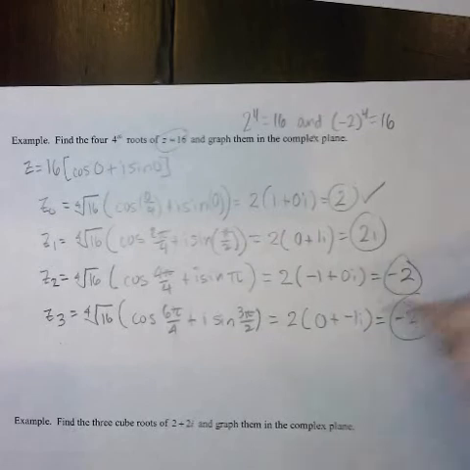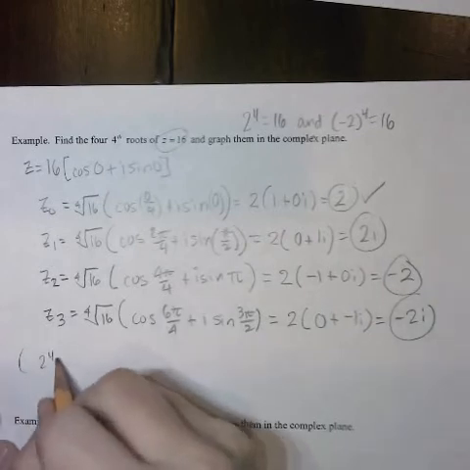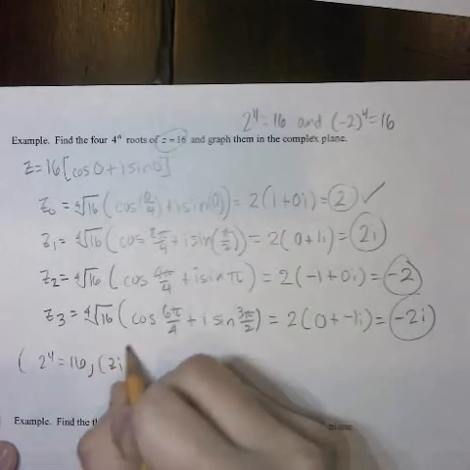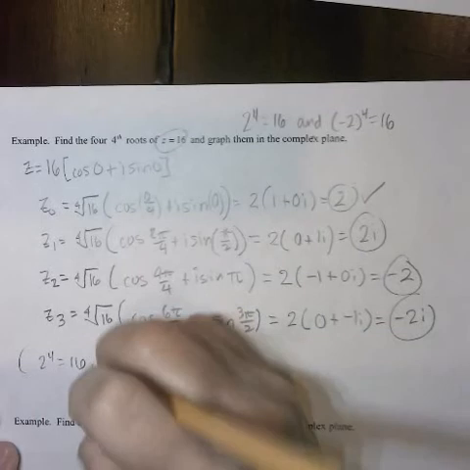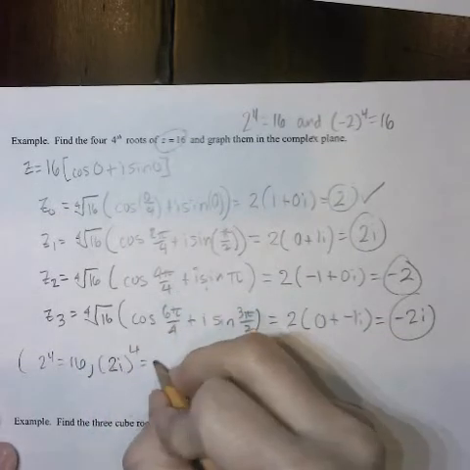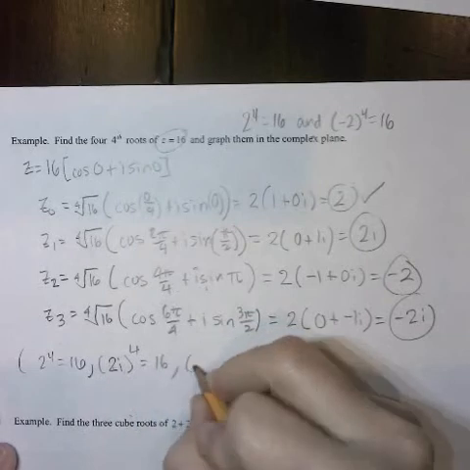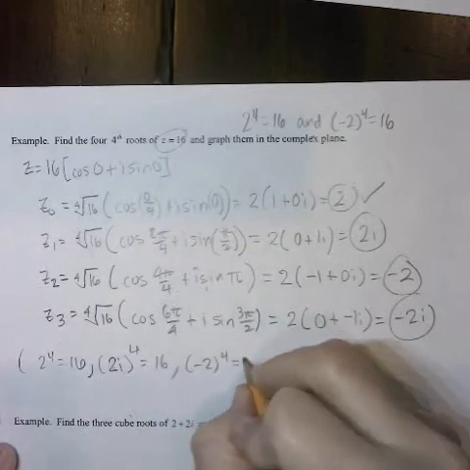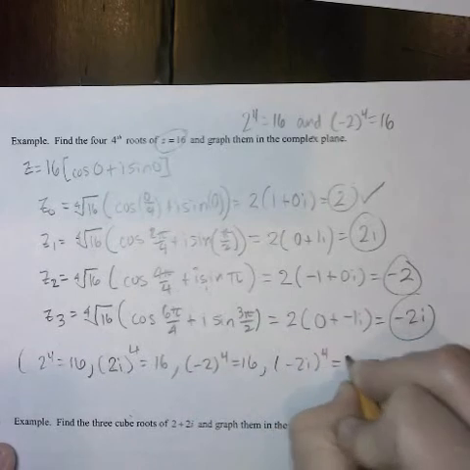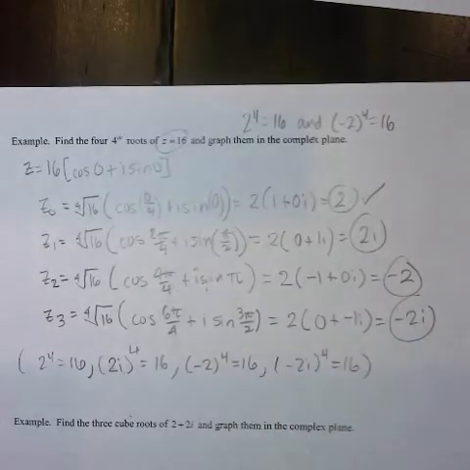So 2 to the 4th is 16, 2i to the 4th, that looks like a z. Of course, 2 to the 4th is 16, and i to the 4th is 1, so that's equal to 16. Negative 2 to the 4th, we already said that's 16. And then -2i, again, 16. That's why these are the 4 roots. They all raised to the 4th power give us 16.